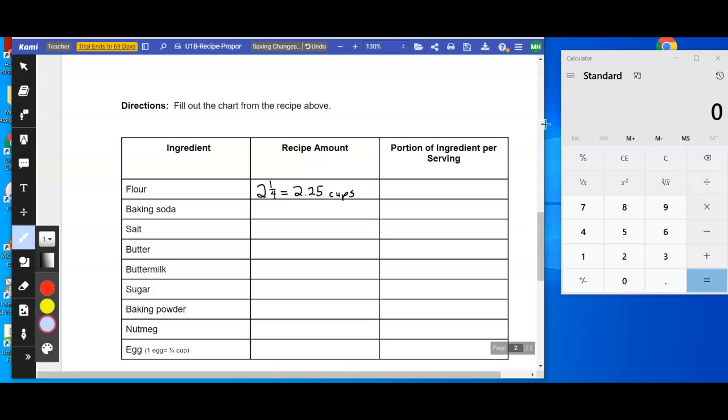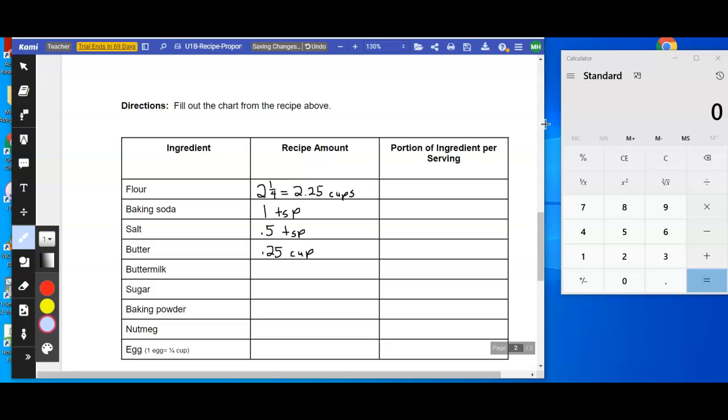And a baking soda, it's not all in the right order here of the recipe, but it says 1 teaspoon of baking soda. Then our next ingredient is salt. And it says 1/2 teaspoon of salt. So again, I'm going to change, instead of a fraction, I'm going to write it as a decimal. 1/2 teaspoon. For butter, it says 1/4 of a cup of butter. So 1/4 is 0.25 cups.